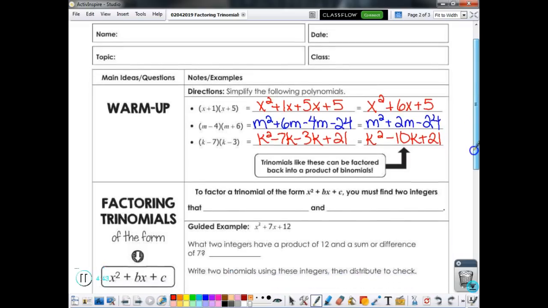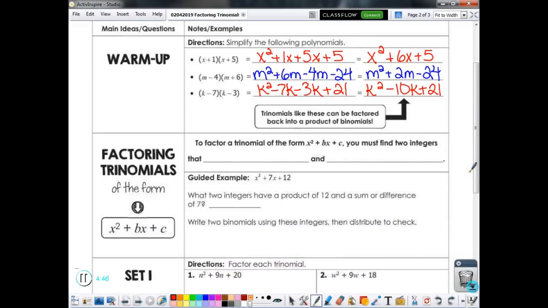To factor a trinomial, right, x squared plus bx plus c, you have to find two integers that multiply to c, and add or subtract to b. Okay, so we want two integers that multiply to c and add or subtract to b.